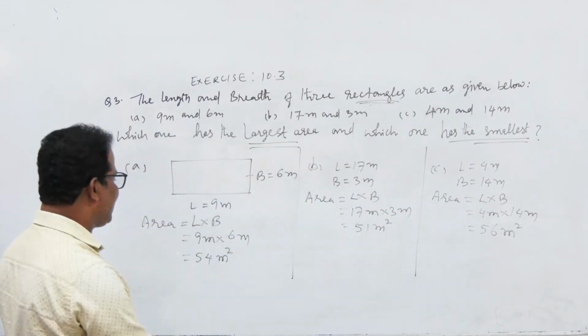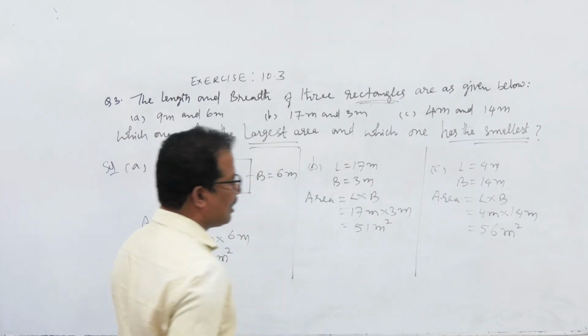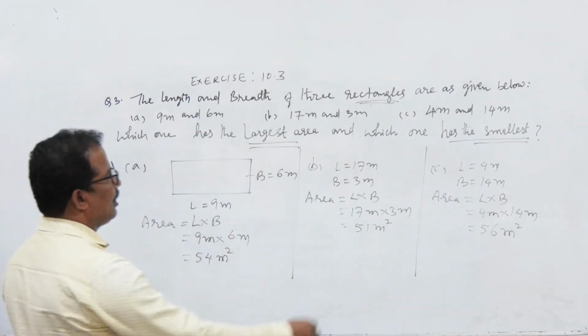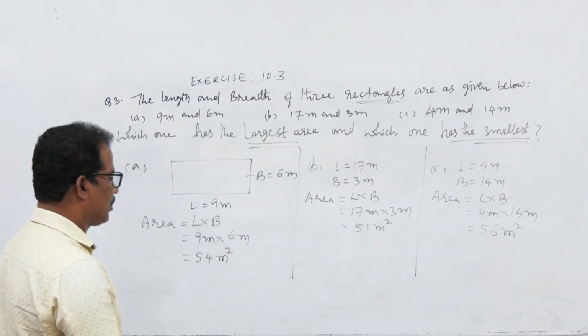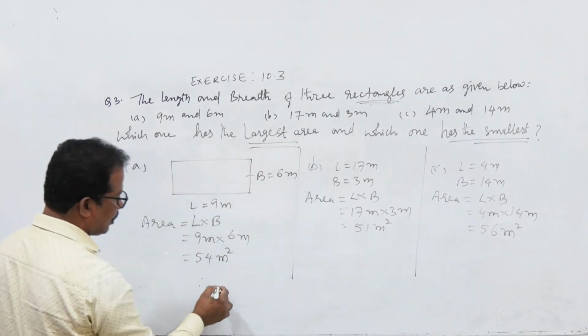Among all these, which has the largest area? This one, C, has the largest area, that is 56 square meter, and the smallest area is B, that is 51 square meter. So we have to write the answer as which one has the largest area.